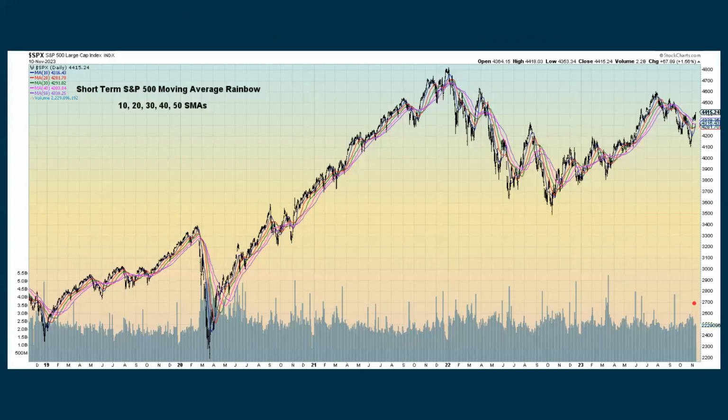Then we look at some short-term charts. The first one is the short-term rainbow. And I didn't show this in last week's deep dive video because I've been using it in the daily video. But as we've been bouncing back up, we're starting to break out of the upper side of this rainbow. This goes from 10 periods up to 50 periods. And the longer we can stay above this, the more these lines are likely to turn and go back up.